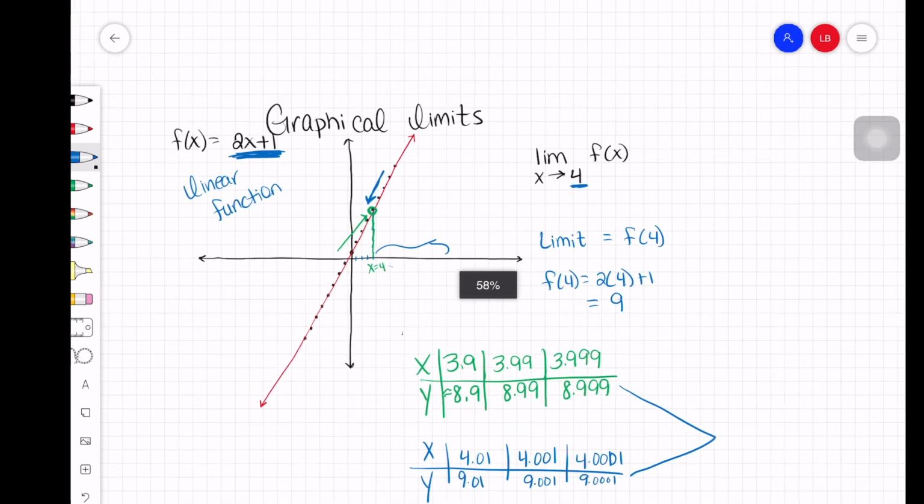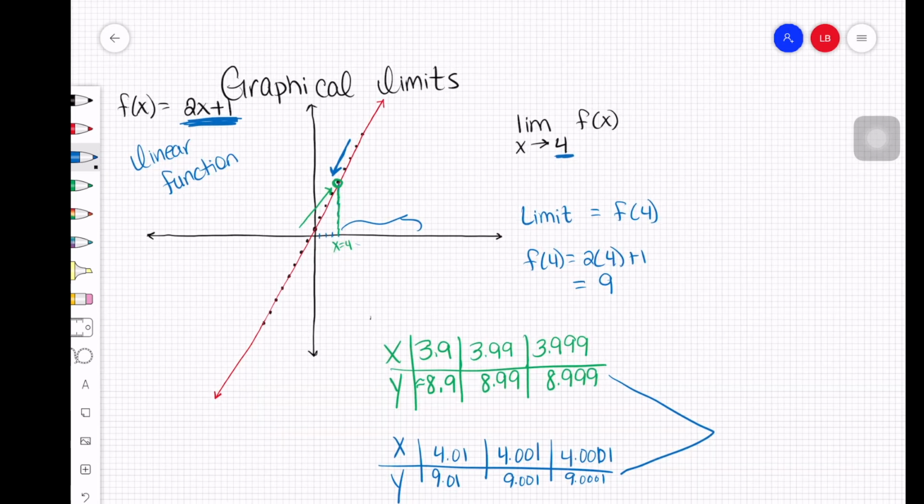So from the graph, I can see that the point there is at 9, which lets me know that the limit exists there. There's a nice linear function. There's actually no hole in my graph there. There's a point there, so the limit does exist. The limit is that point, it's 9.